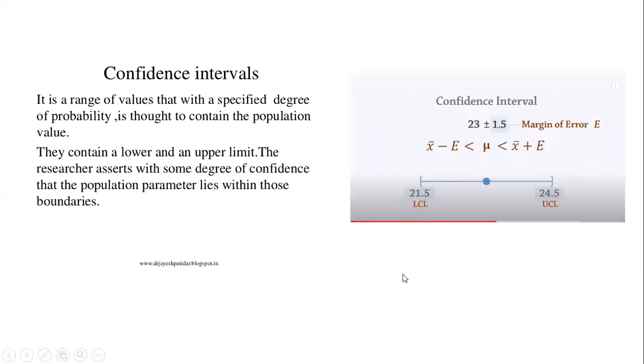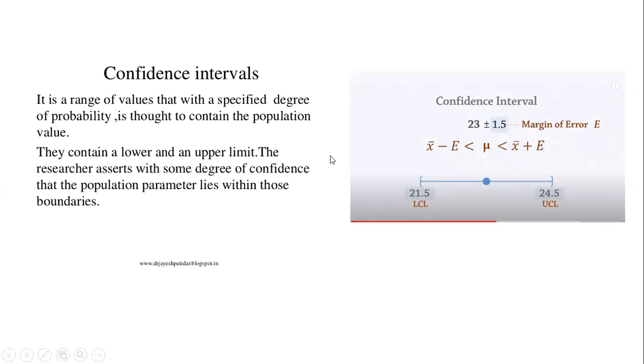One example is the confidence interval for interval estimation. In my next lecture, we will go for confidence interval. There, I will explain more clearly. And here, I simply explain what a confidence interval is. It is a range of values that, with a specified degree of probability, is thought to contain a population value. They contain a lower and upper limit. The researcher asserts with some degree of confidence that the population parameter lies within those boundaries.